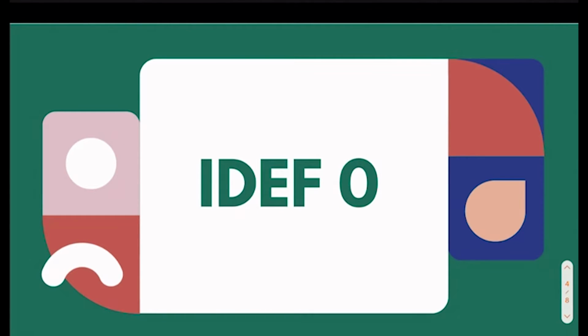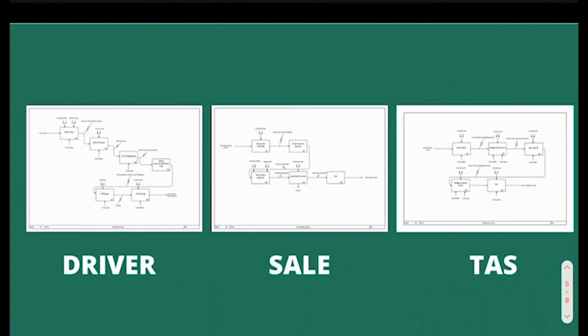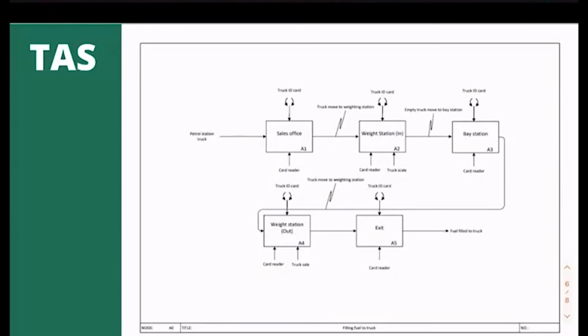This part is about IDEF0. IDEF0 will show you the method and detail of the terminal automation system, or we can call it a task for the operator, to understand more and make fewer mistakes in the filling process. In this project, the perspectives of IDEF0 will be driver, sales office, and task. In the task perspective, we'll show the whole process of the terminal automation system from beginning to end.